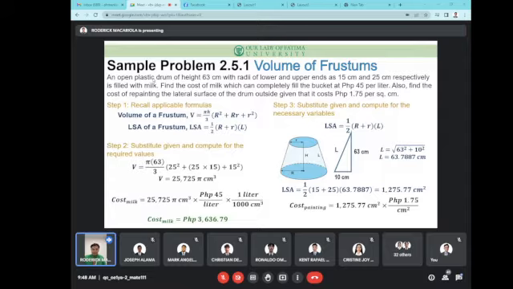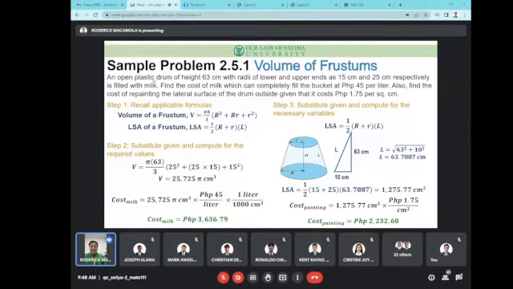So, the cost of painting, to be able to paint this, what did you get for a value? 2,232.60, sir. Pesos. Ayun, yung cost niya. So, yung cost para mabili yung milk, 3,636. Yung cost para mapintahan yung labas ng ating plastic drum is 2,232.